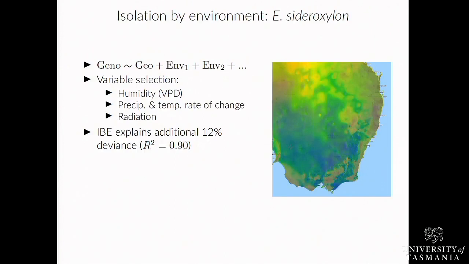The variables that pop out are more around humidity, the rates of change in both temperature and humidity through the year, and cloud-adjusted solar radiation. And overall, across those variables, that explains an additional 12%, bringing it up to a whopping 90% of genetic distance that can be explained by a combination of geographic and environmental distances.